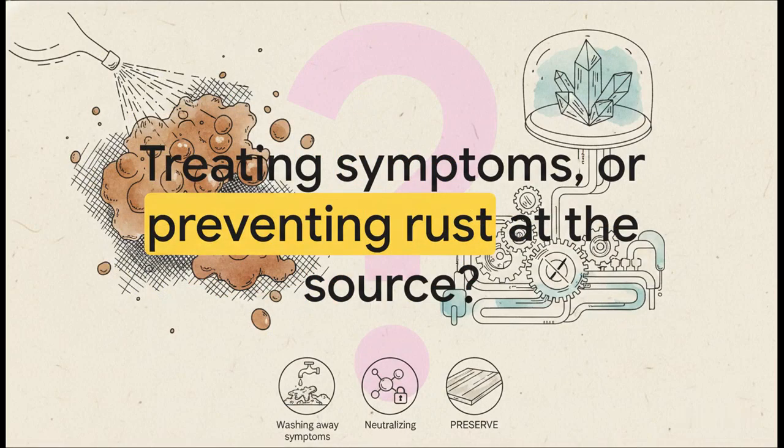As we wrap up this masterclass, and as you go out to implement these chemical frameworks in your own operations, I want to leave you with one critical question. Are your current workflows actually resolving the underlying electrochemical reactions, or have you just been washing away the symptoms? True professional mastery means controlling the environment, neutralizing the source, and preserving the base material.